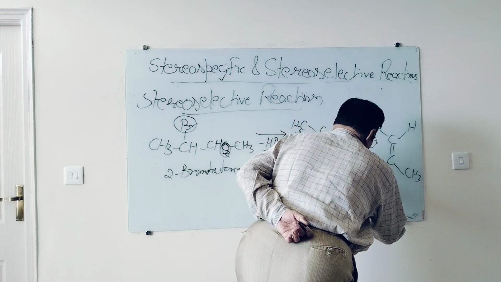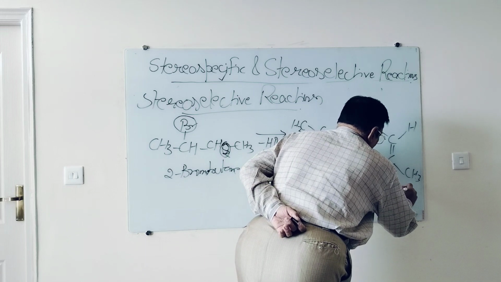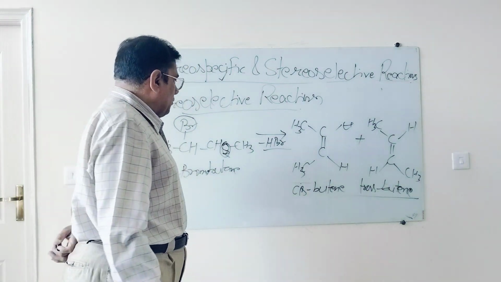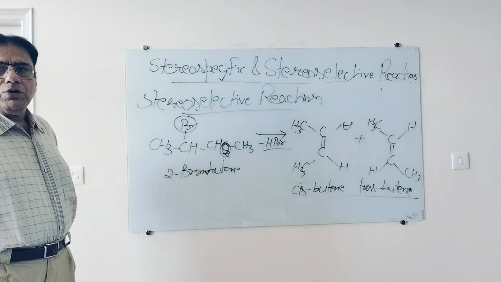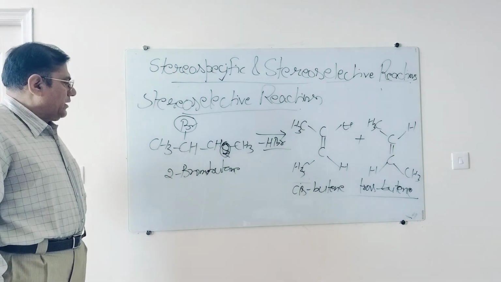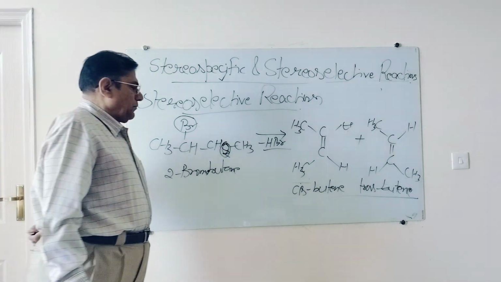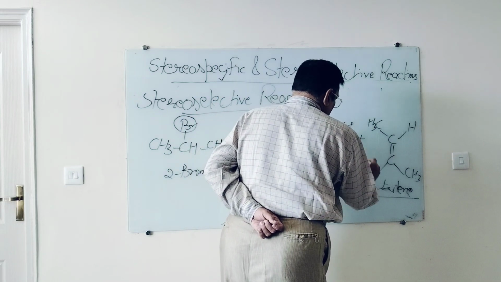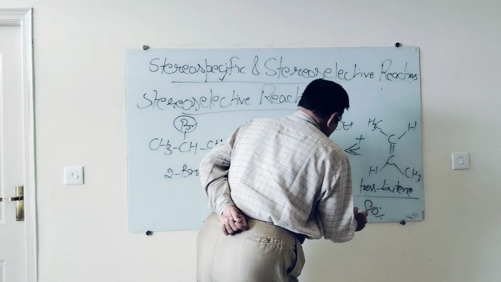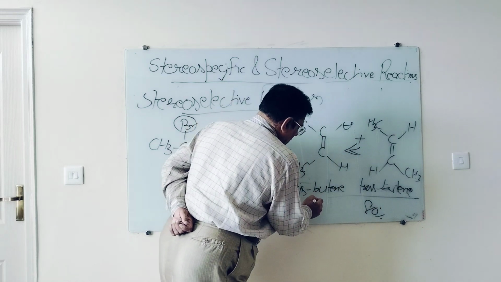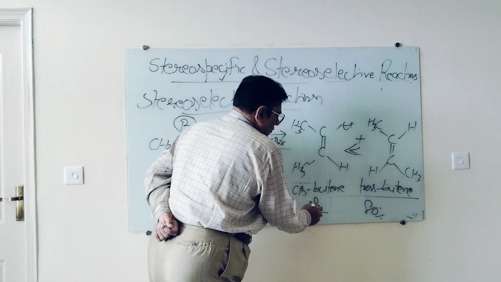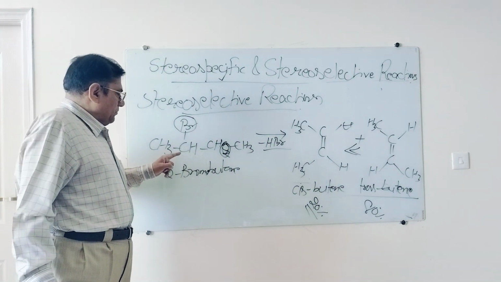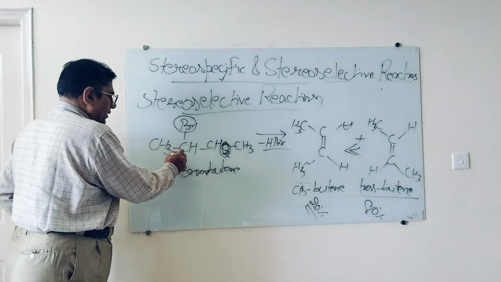This is trans. Very simple example for stereoselective. There is a probability of formation of two products when you dehydrobrominate 2-bromobutane. Cis and trans are formed, but trans is in much more amount. 80% will be trans and only 20% will be cis. So I can say this is a stereoselective reaction in which this is a stereoisomer.